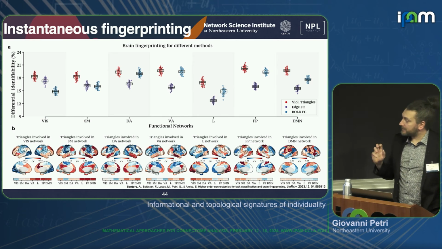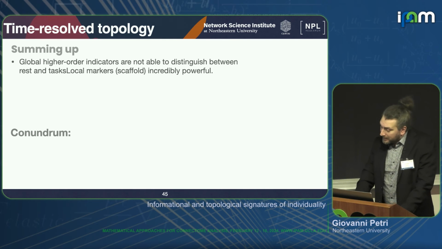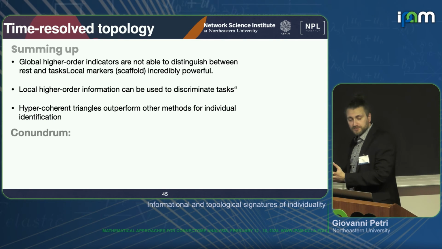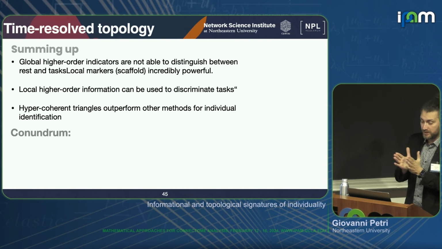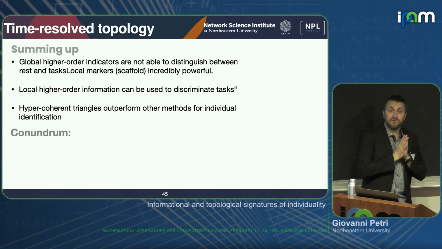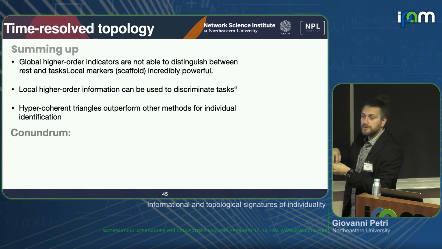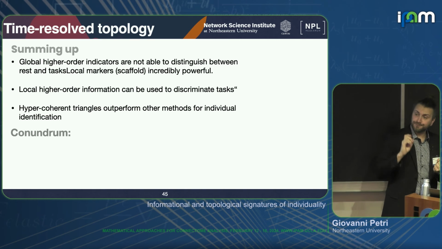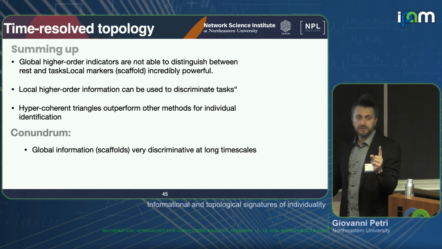What do I mean by all of this? Well, let's sum up what happened here. We have this evidence that global higher order indicators are not really able to distinguish between subjects at the very short time scales. We have that this local higher order information is able to distinguish tasks within the same subject. And we also found that these localized hypercoherent triangles seem to be the best we have among all these things.